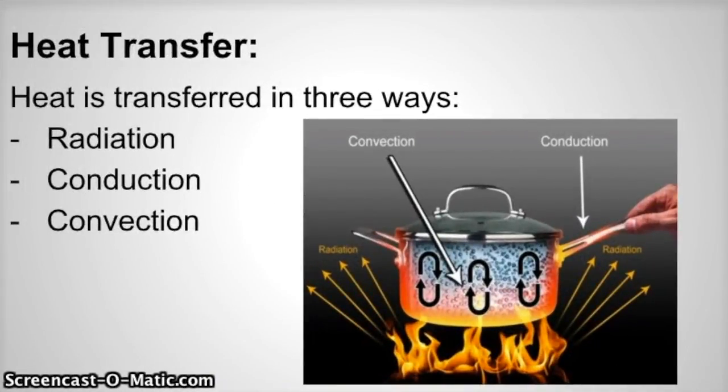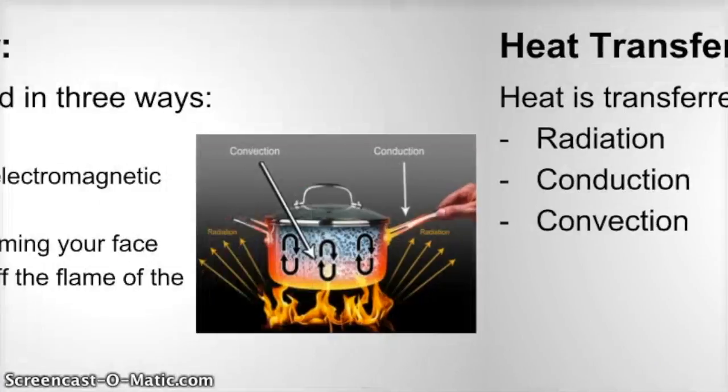Okay, so if you look at heat transfer, heat is transferred in 3 different ways. One way is radiation, the second way is conduction, and the third way is convection. If you look at this diagram, it shows you all 3. You see radiation coming off of the flames. You see convection, which is inside the pot. You can see that it's actually swirling. That's what convection is, and we'll talk about that in just a few minutes. And then conduction is this nice handle getting hot, and that's a transfer of energy. But again, we will get to that in just a minute.